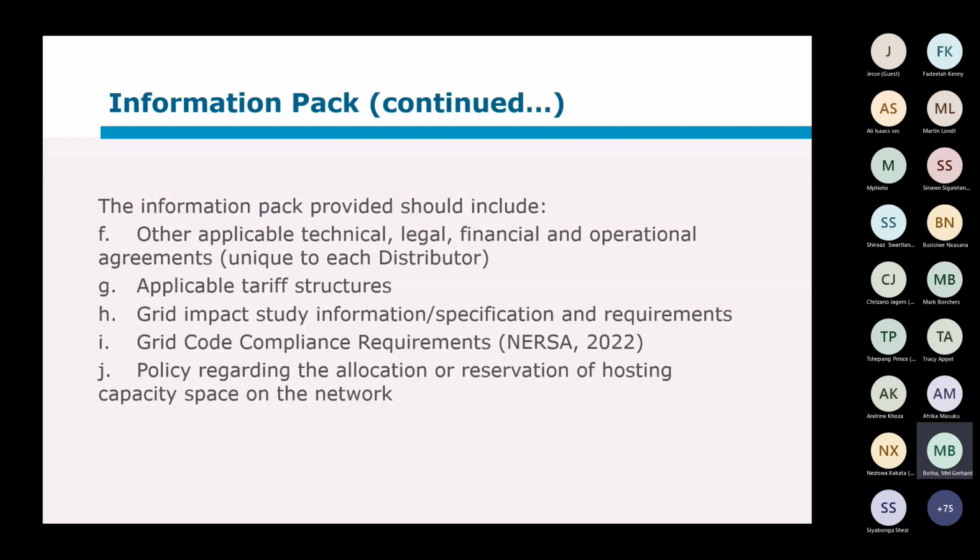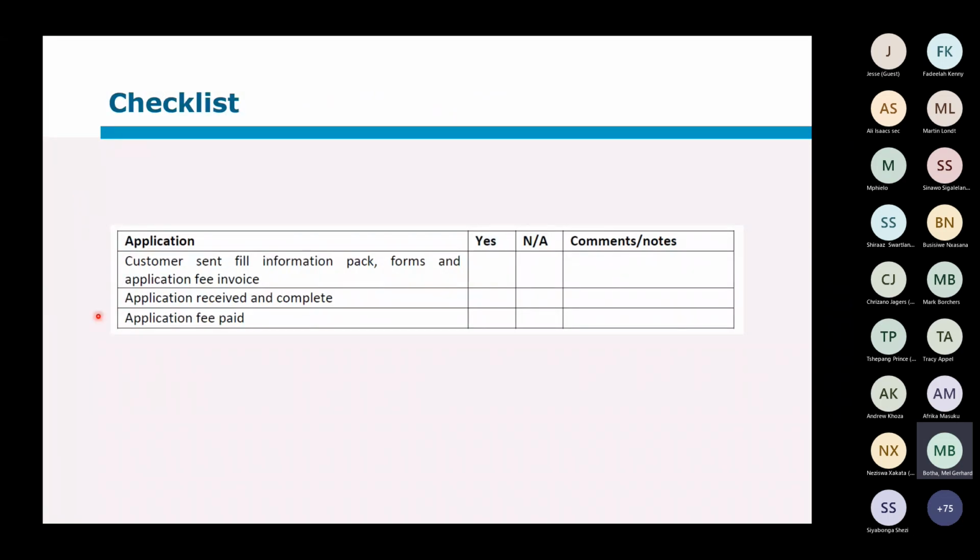So that's it. And the first step is really easy. And on the checklist, all that we at this point check is, did the customer receive the full information pack and forms? Did he complete the application form? And did he pay for the application form? That is all that you need in the very first stages. So any questions or comments right now?